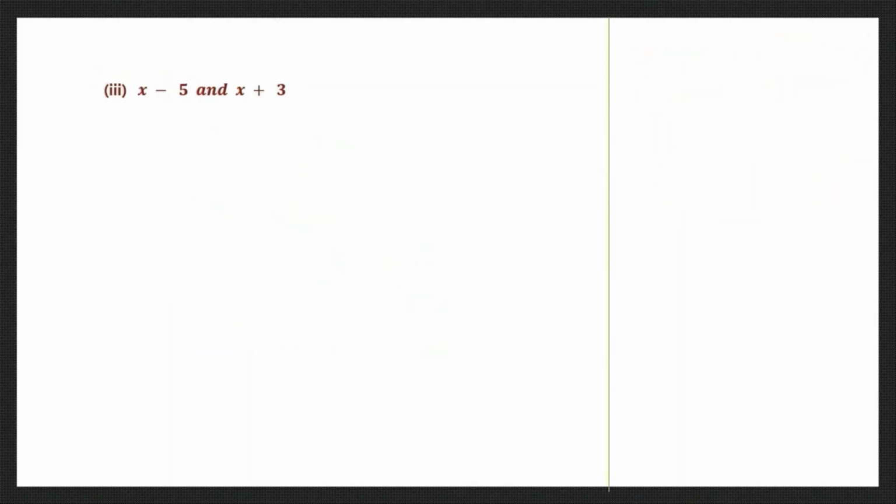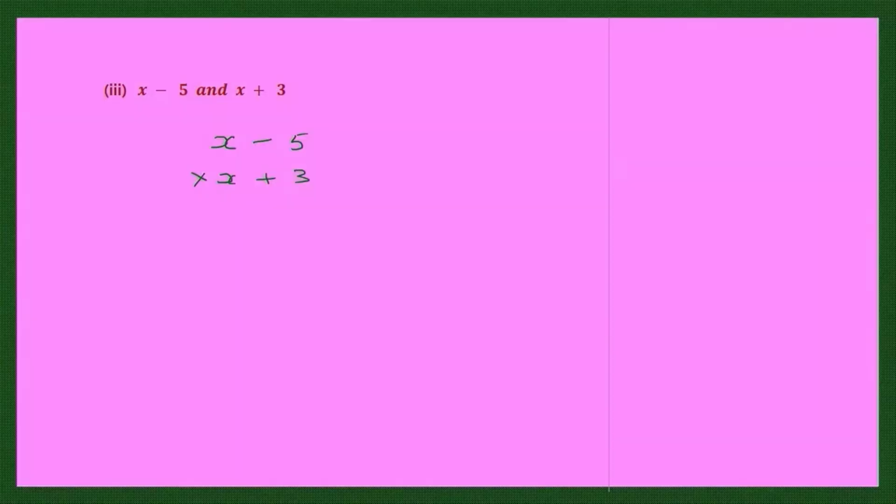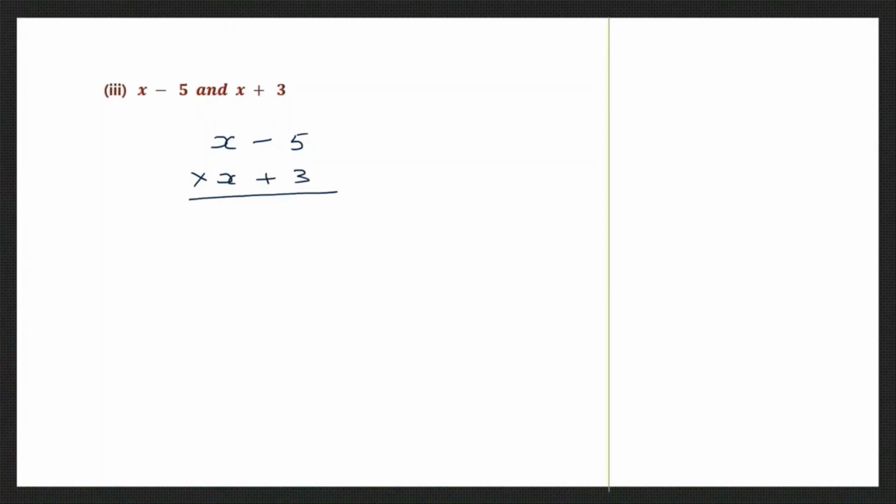Question 3. X minus 5 and x plus 3. So let's multiply x minus 5 into x plus 3. So first we start with x into x. So this x into this x. So that will be x into x. That is x to the power of 1 plus 1, which is x to the power of 2. So we are writing x squared here.